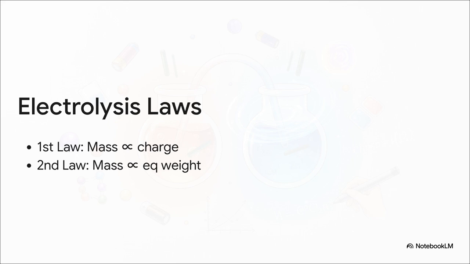His first law tells us that the mass of the substance deposited, or liberated, at any electrode is directly proportional to the quantity of electricity you pass through the electrolyte. Put simply, more current equals more deposit. Then his second law states that if you pass the exact same amount of electricity through different electrolytes, the masses deposited are going to be proportional to their respective equivalent weights.